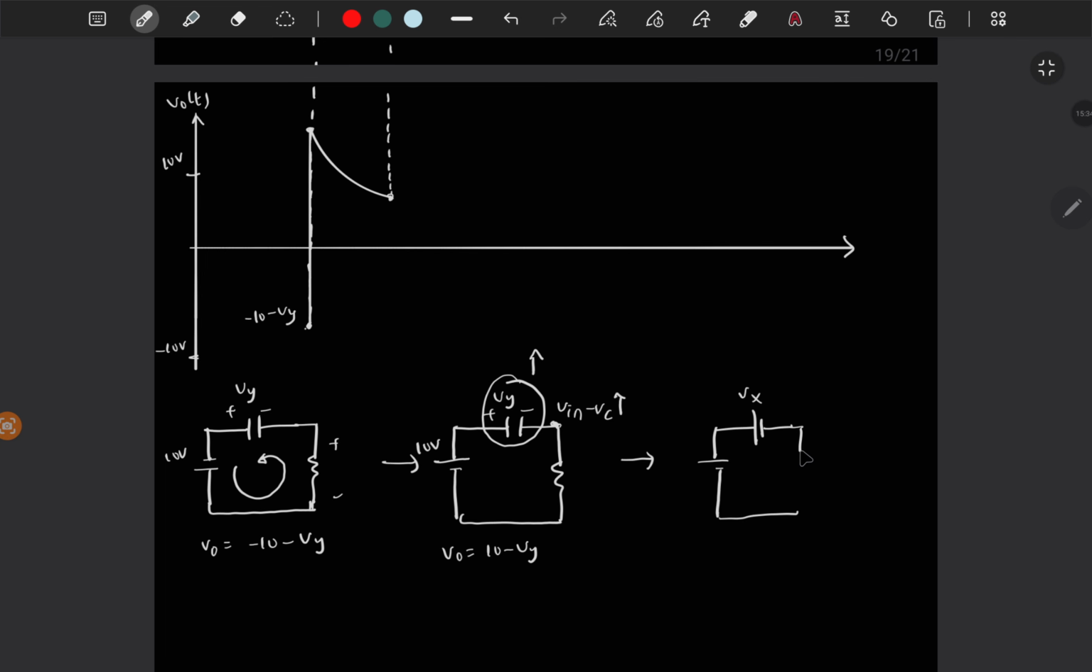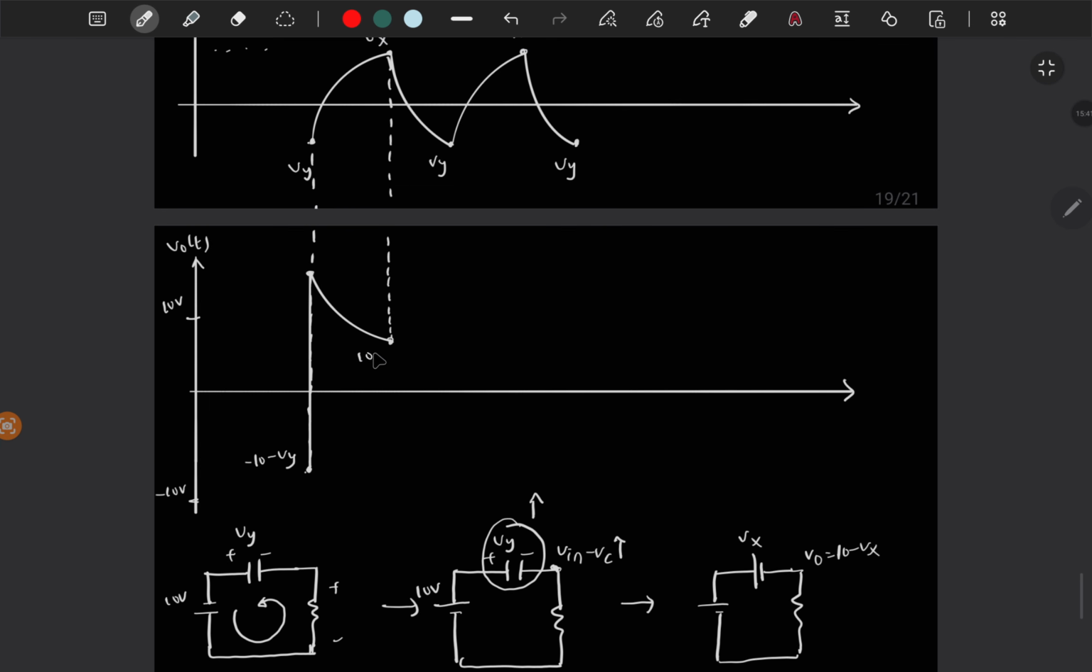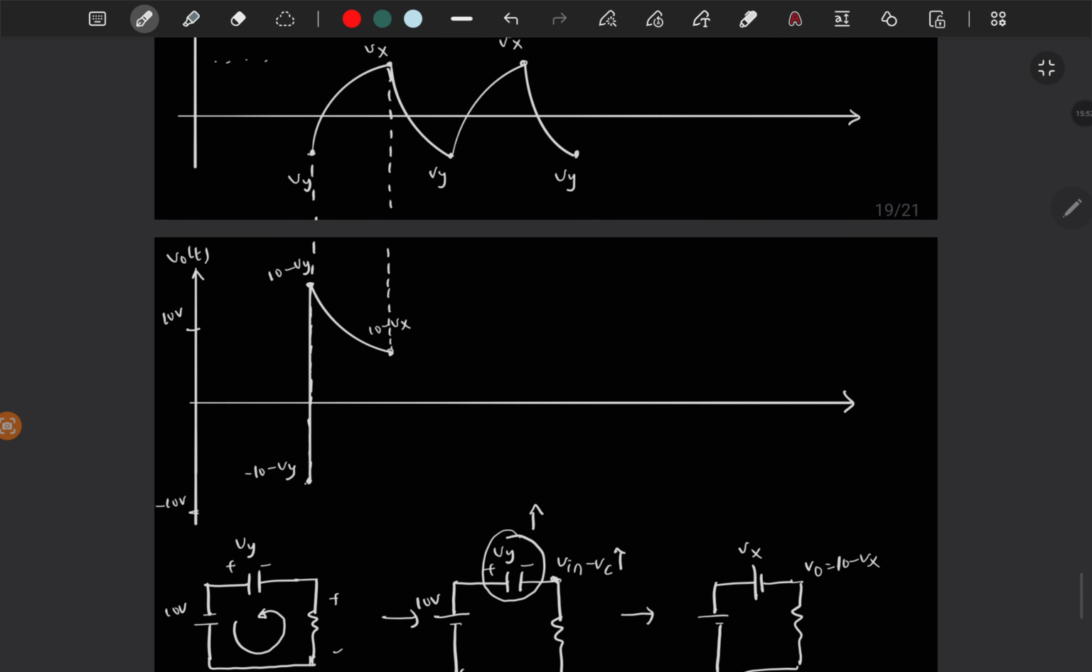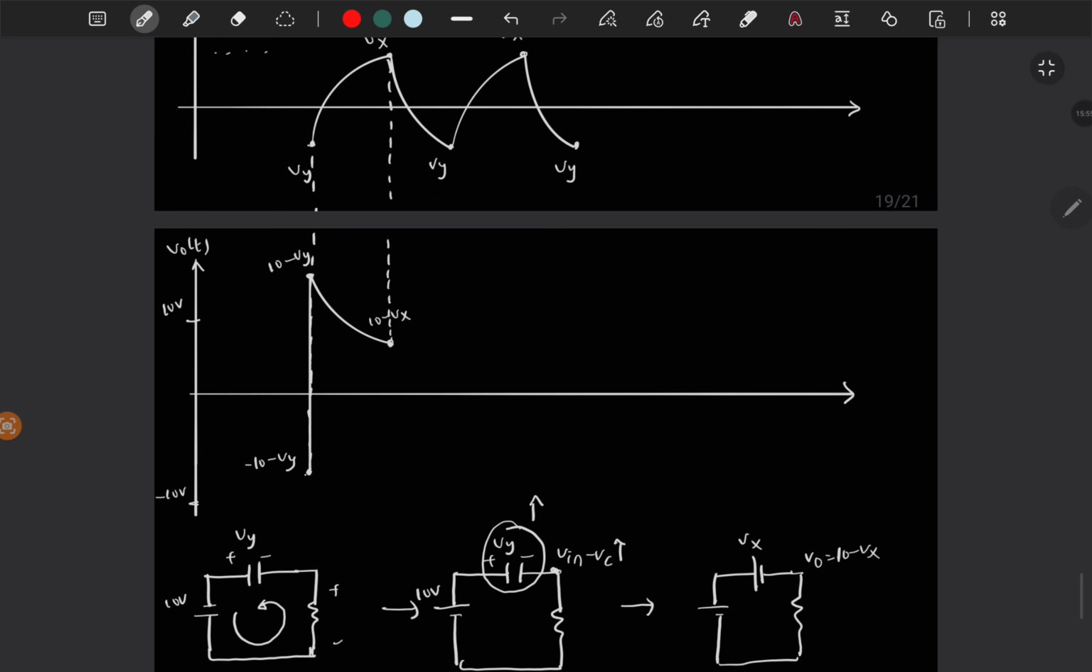So the output voltage is now 10 minus Vx. That is what I have written here. This is 10 minus Vx. This one was 10 minus Vy, right? Now again from here, so it was charged to Vx and then immediately the input voltage is changed to minus 10. That's why the capacitor starts going towards negative value.